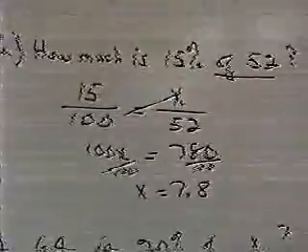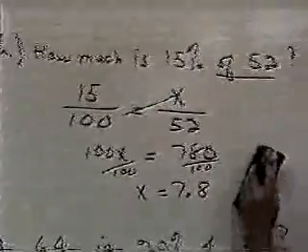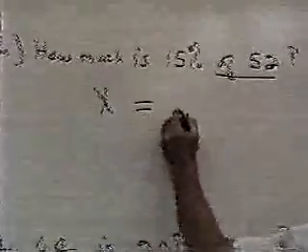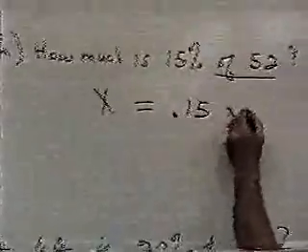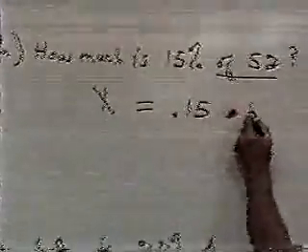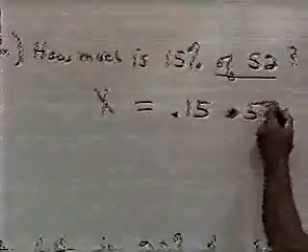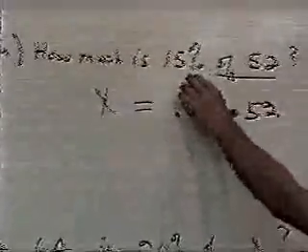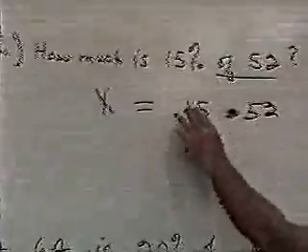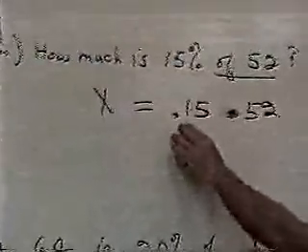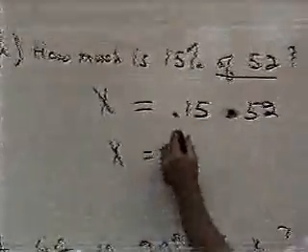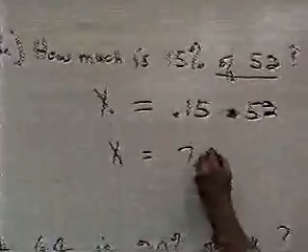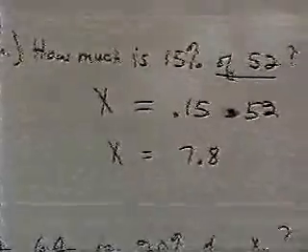Okay? Now the other way of working this is this method. How much is, so that's equal, 15% times 52. The word of means times. When you change percent over to decimals, you move the decimal place 2 places. The word is equal, and so you get x. So you multiply that together, and you get the 7.8 that we got previously.